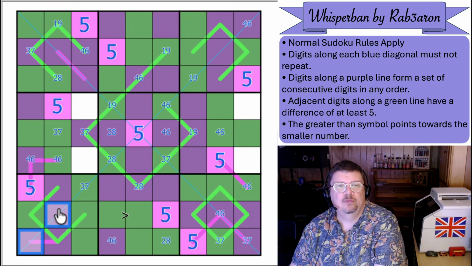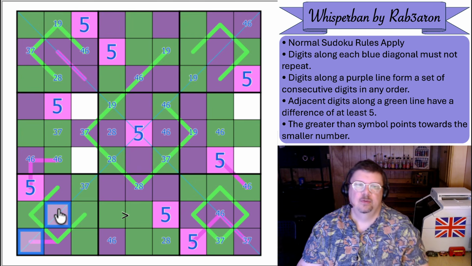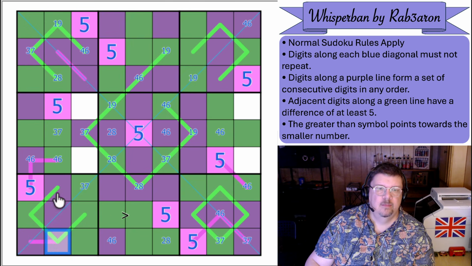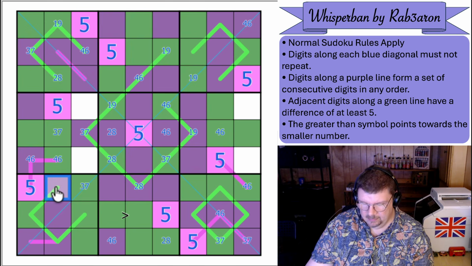Right, where's purple 4-6 in this box? That's what I should have been asking. It can't go on either of those two because of this 4-6 here. It can't go here because I can't put it in the middle of the German Whisper line where either side see each other. So this is the purple 4-6.